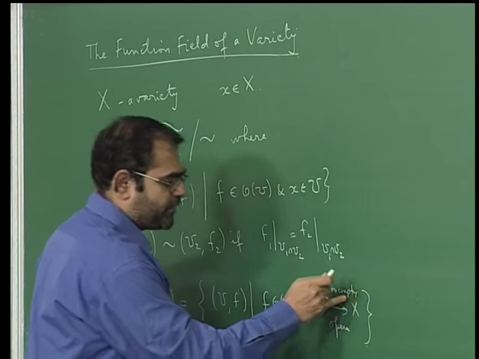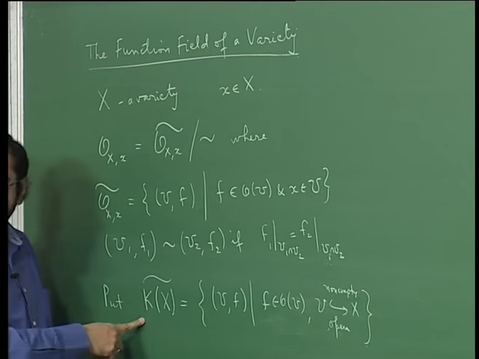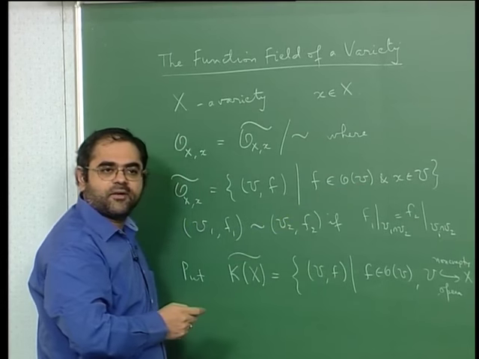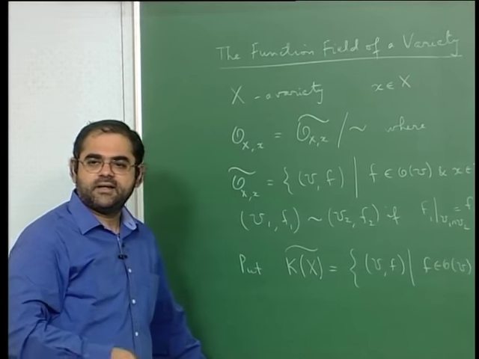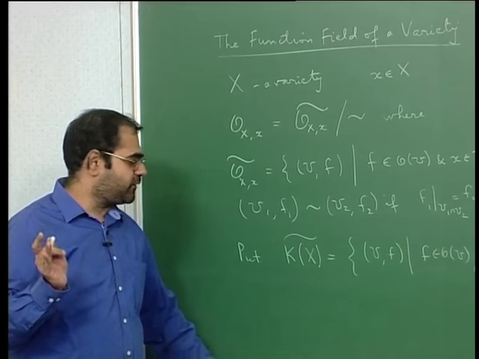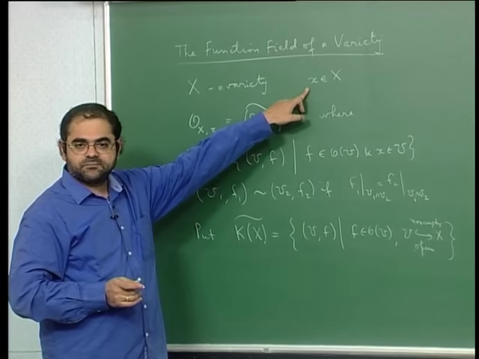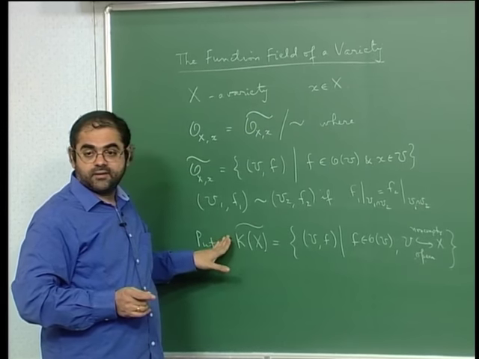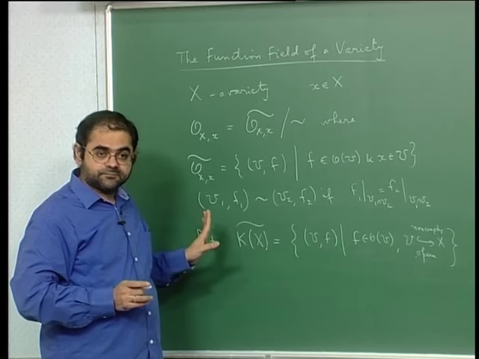So what is the difference between this and this? The difference is that here you are only taking open neighborhoods of the point small x, but here you are simply taking any non-empty open set, and you are taking a regular function on that, okay. So you just drop attention to a point, and lo and behold, you repeat the same procedure. What you get is not a local ring, you get a field, okay.